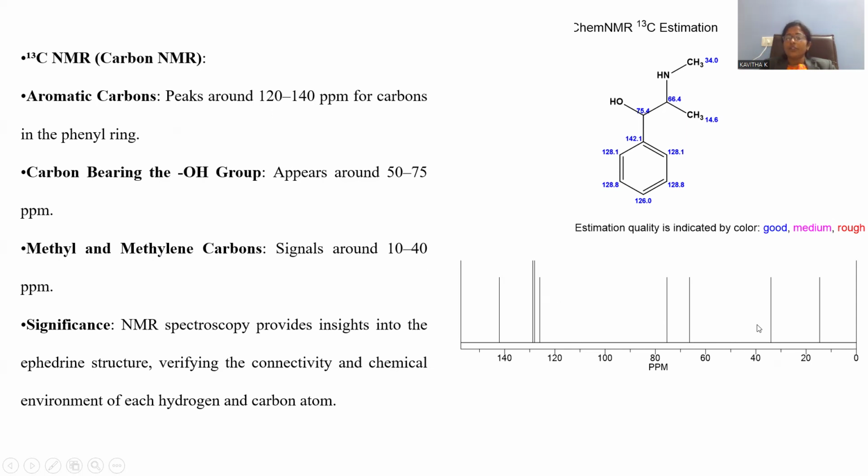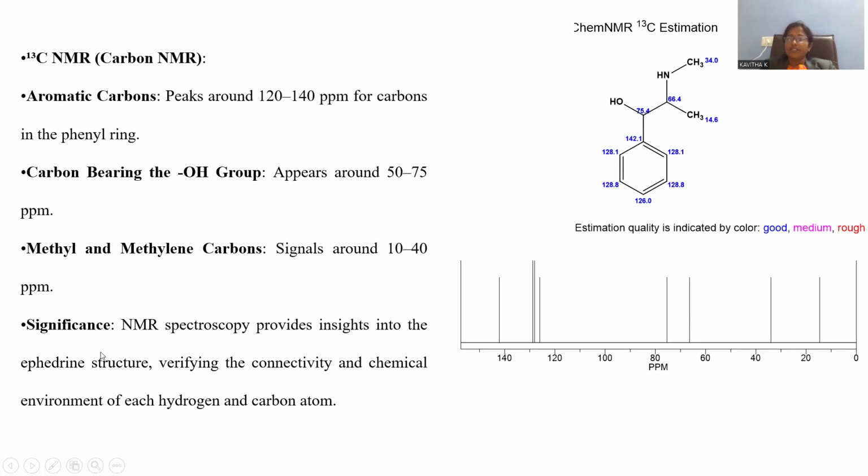So in the range of 10 to 40, there are two different peaks for two different compounds. One is for the C-methyl at 14, and another at 34 is for the N-methyl, the methyl on the nitrogen. These two peaks correspond to methyl only. This is the way the nature of the carbons can be distinguished by means of C13 NMR spectra.